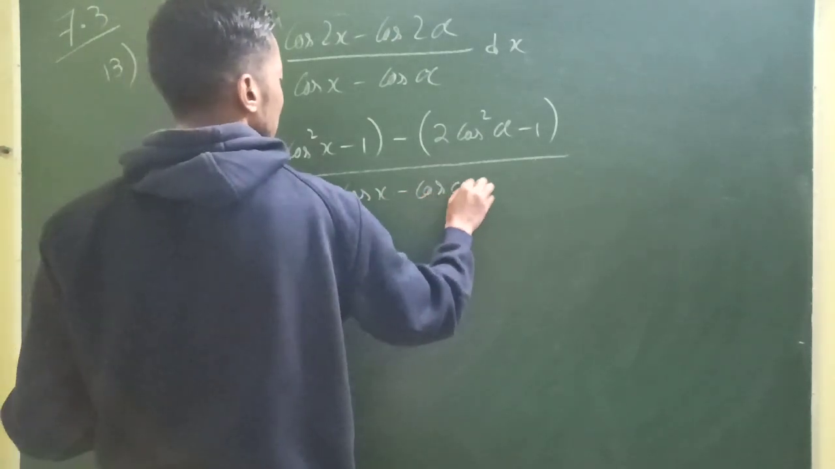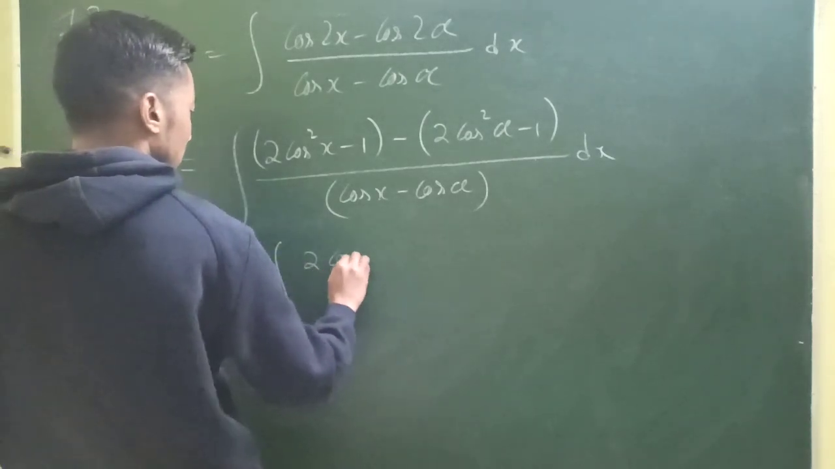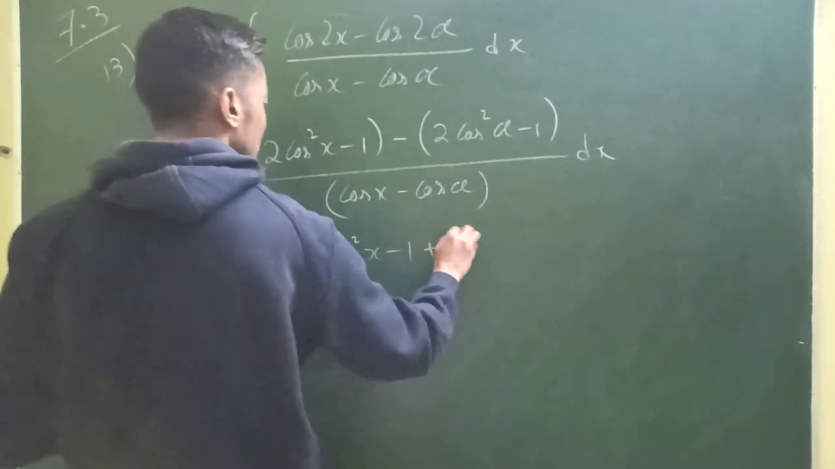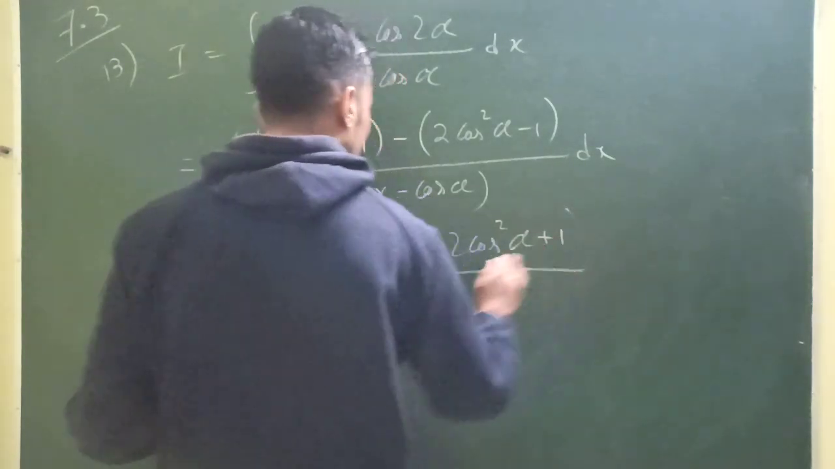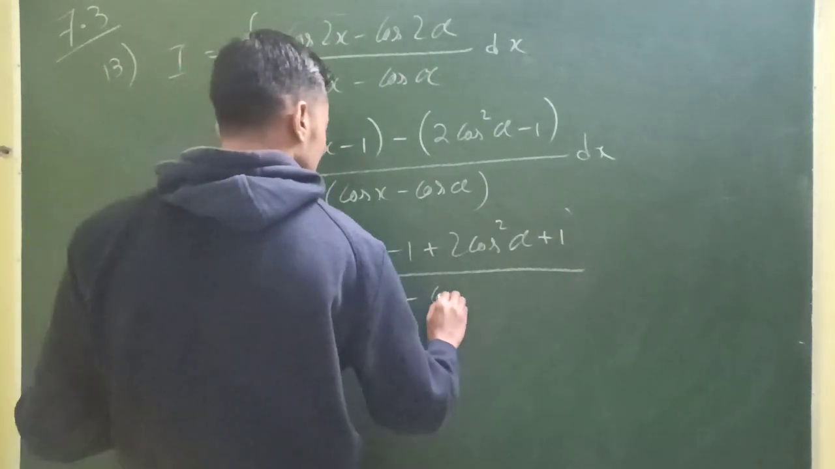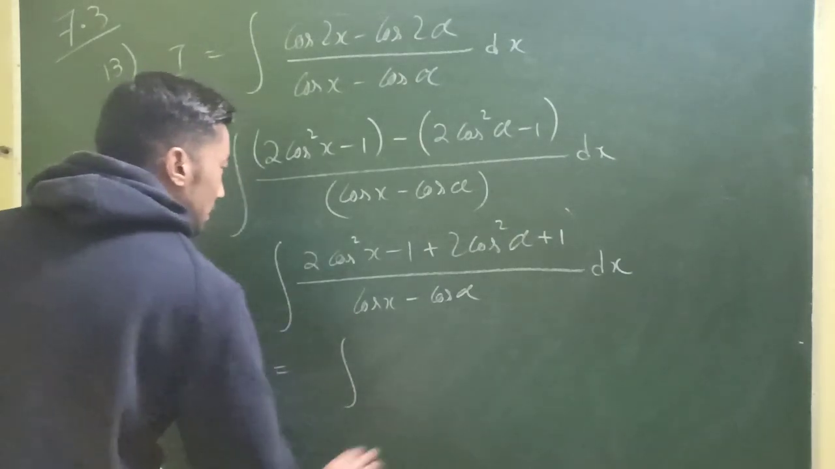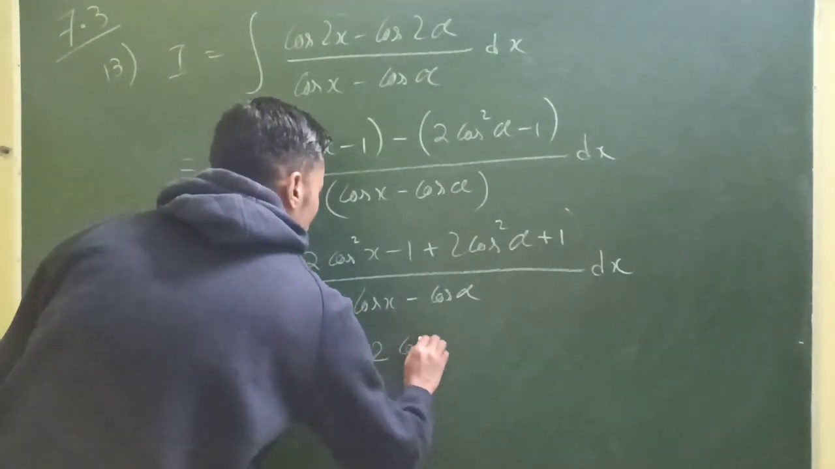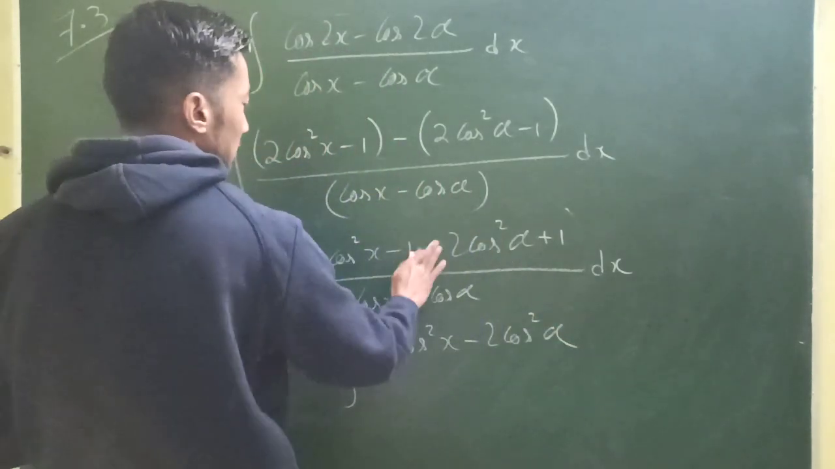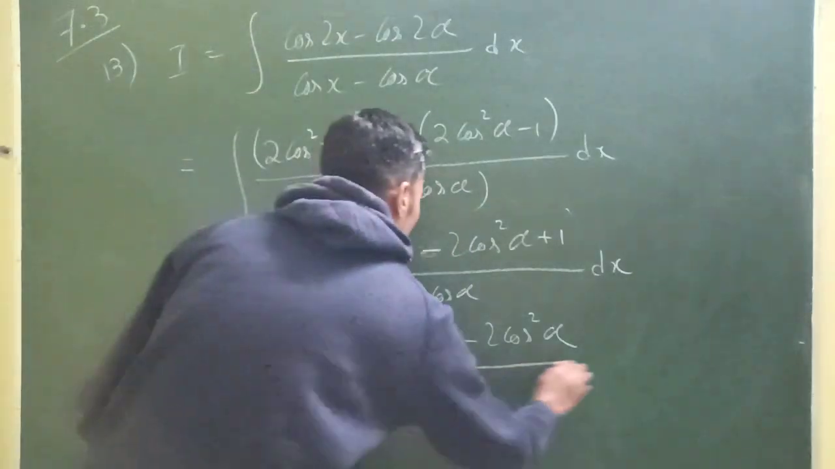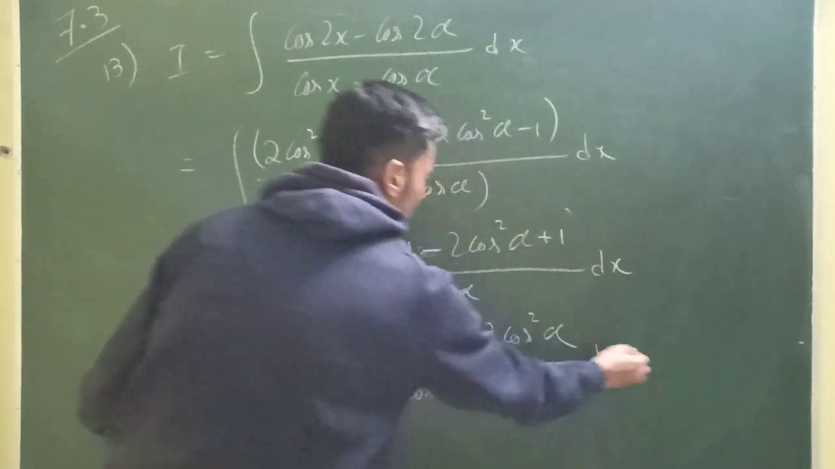I hope this will be easier. So that's going to be twice of cos square x minus 1, plus 2 cos square alpha plus 1, upon cos x minus cos alpha with respect to x. So that we have here 2 cos square x minus 2 cos square alpha upon cos x minus cos alpha with respect to x.